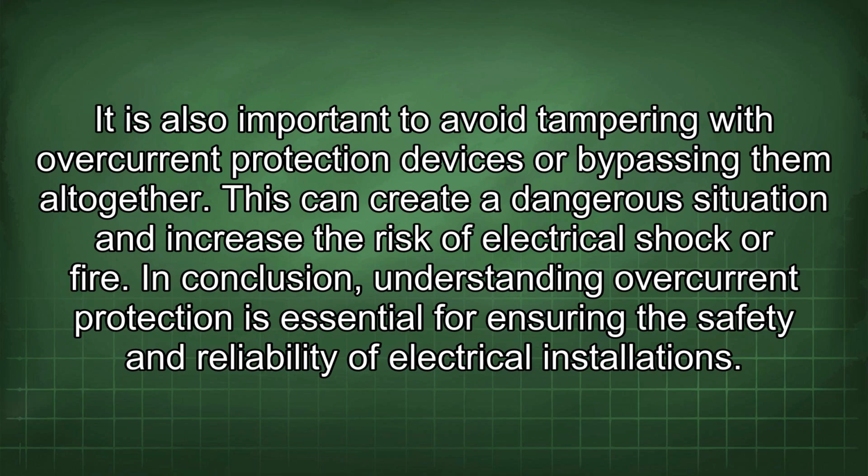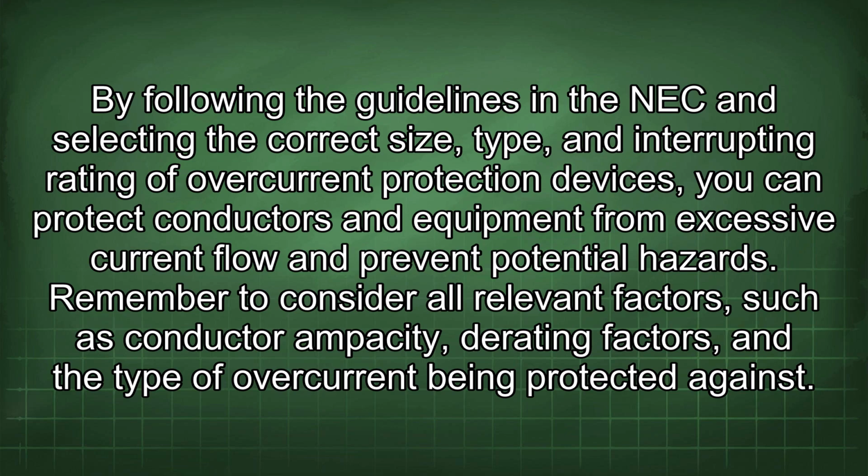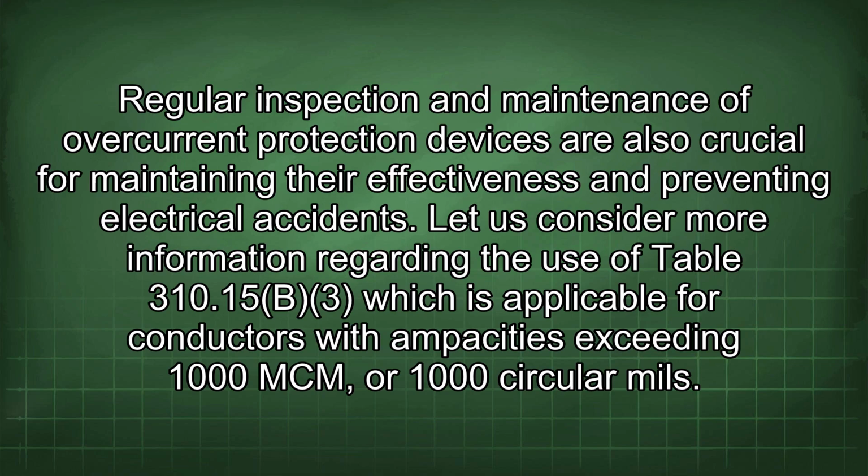In conclusion, understanding overcurrent protection is essential for ensuring the safety and reliability of electrical installations. By following the guidelines in the NEC and selecting the correct size, type, and interrupting rating of overcurrent protection devices, you can protect conductors and equipment from excessive current flow and prevent potential hazards. Remember to consider all relevant factors such as conductor ampacity, the rating factors, and the type of overcurrent being protected against. Regular inspection and maintenance of overcurrent protection devices are also crucial for maintaining their effectiveness and preventing electrical accidents.